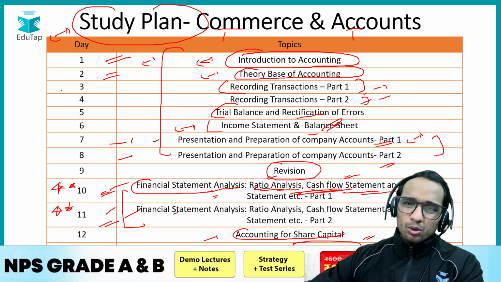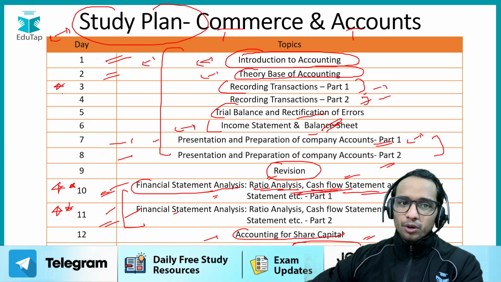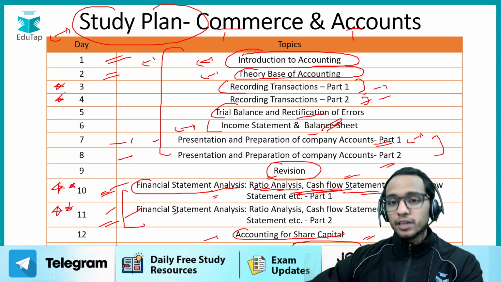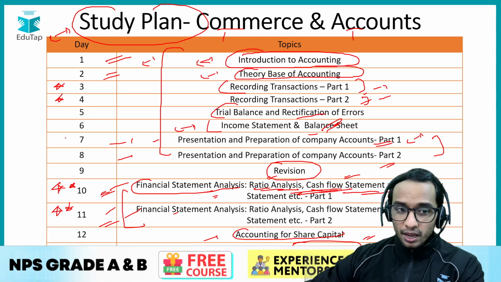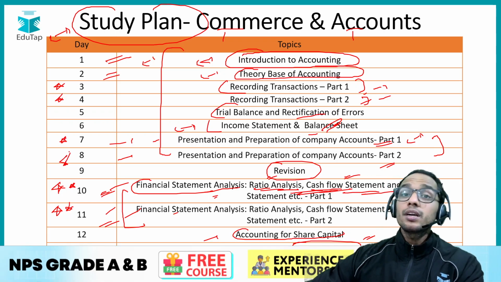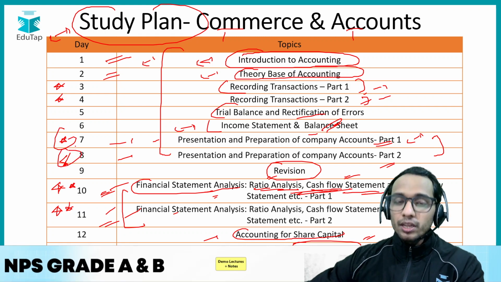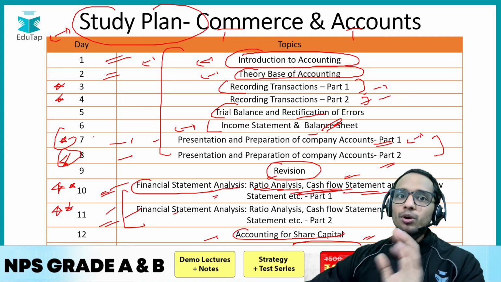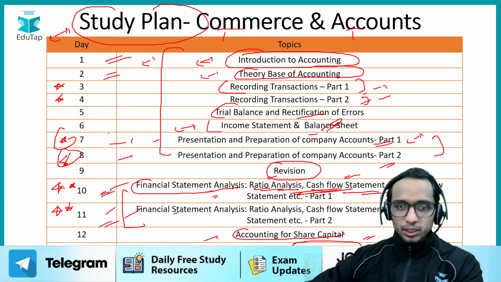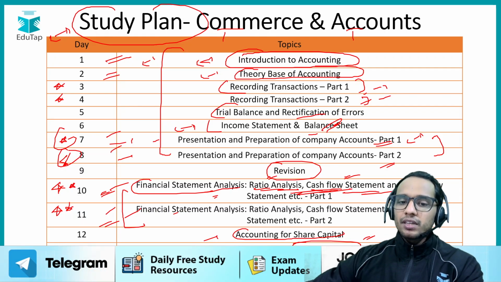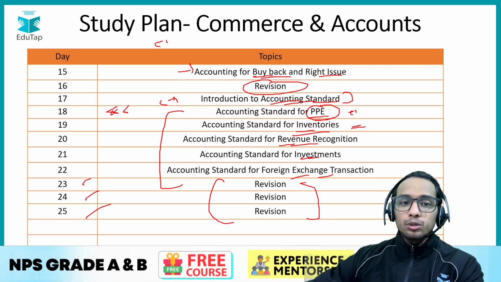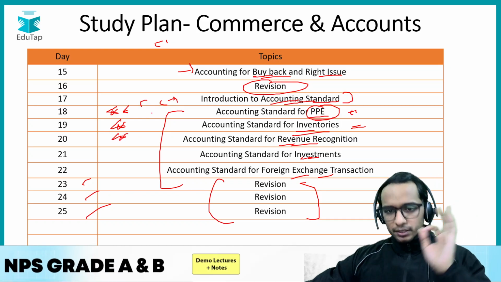Then the basics are also important, like recording transactions, because it is going to make you understand journal entries and posting them to the ledgers and all, right? Company accounts is also very important because it is about Schedule 3, Companies Act 2013. It is going to give you the format of the P&L account and the balance sheet, so this is important. Then after that you have the accounting standards. The accounting standard for PPE is also important, inventories is also important, and revenue recognition is also important, right?